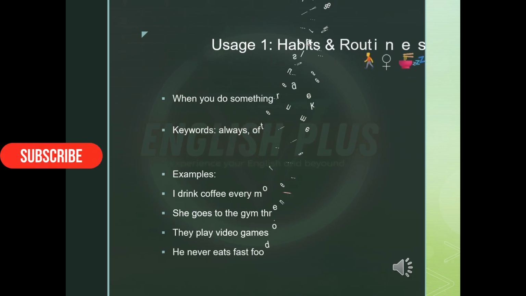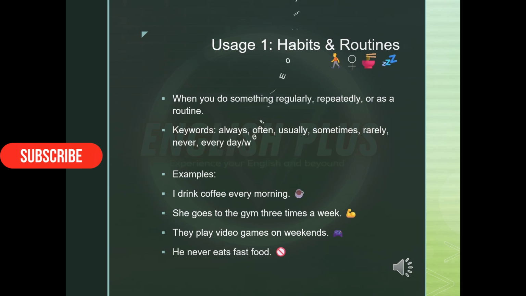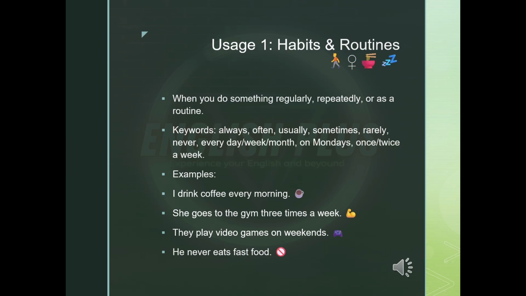This is the first use of the present simple. Anytime you talk about what you or others do daily or often, you use this tense. Key time words to remember: always, never, every day, on Mondays, etc. Let's read some examples together. Can you make one about your own routine?